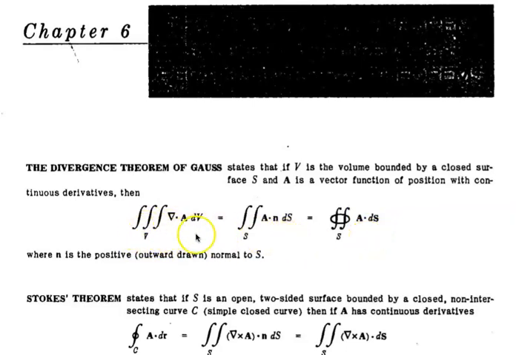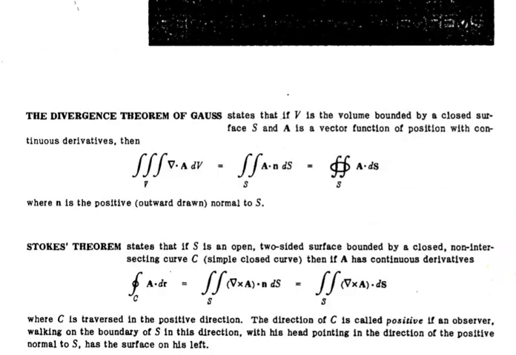And one can show that the left-hand side here is equal to the right-hand side. This is useful at some time where it may be simpler to compute the volume integral than it is to compute the surface integral. The second theorem here that I want to talk about is called Stokes' theorem.